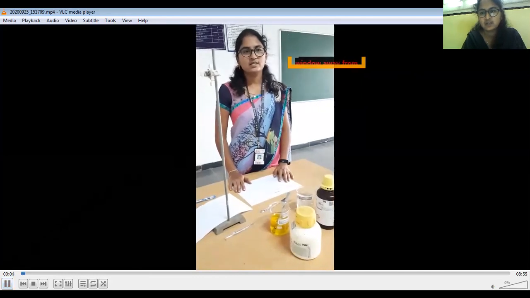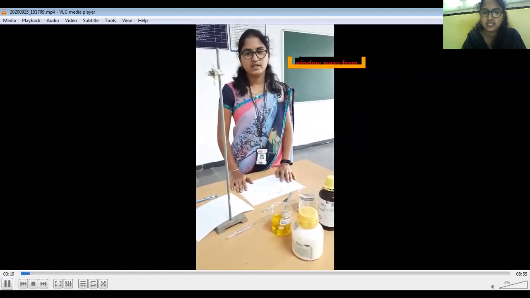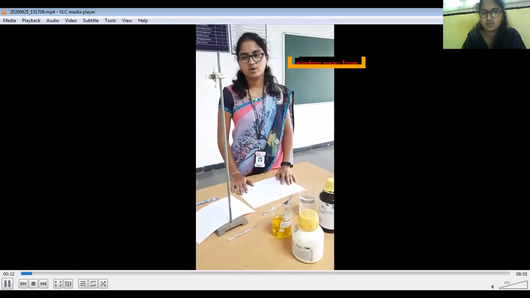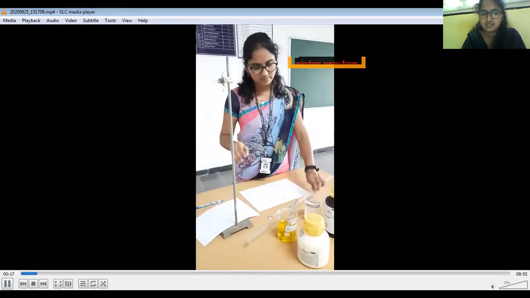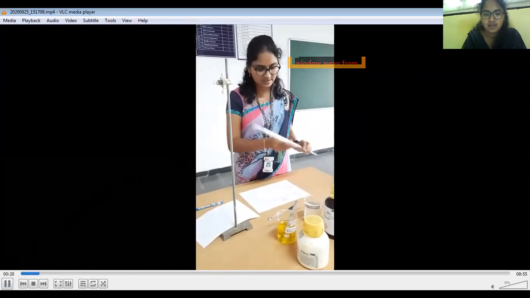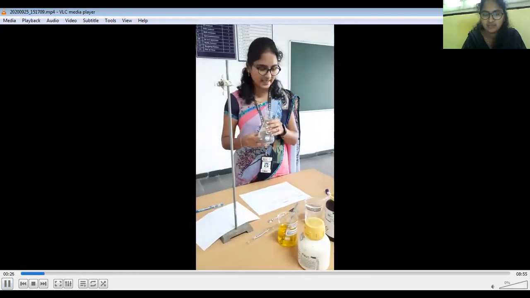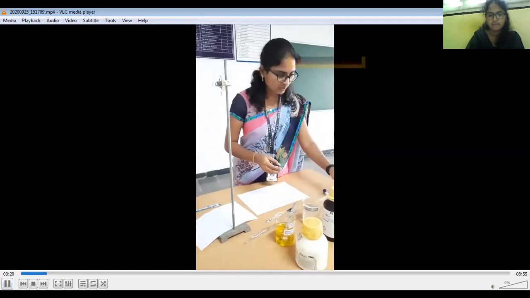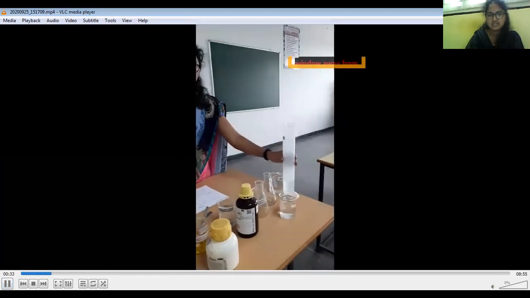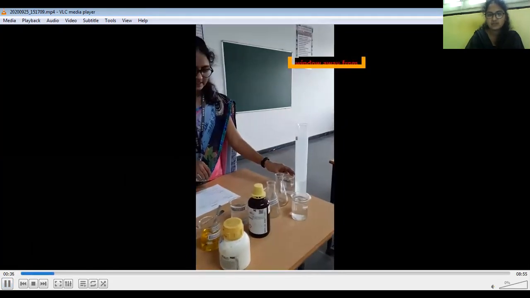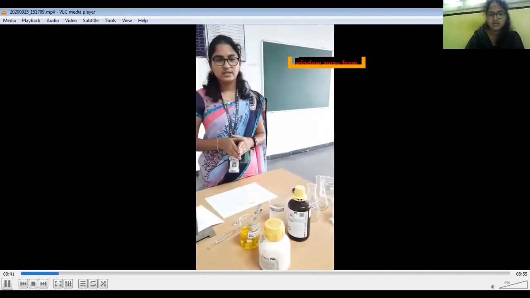Determine the chloride content in a given sample in our environmental engineering lab. First, what are the apparatus required for the test? That is stand, burette, conical flask, measuring cylinder, and also beakers.